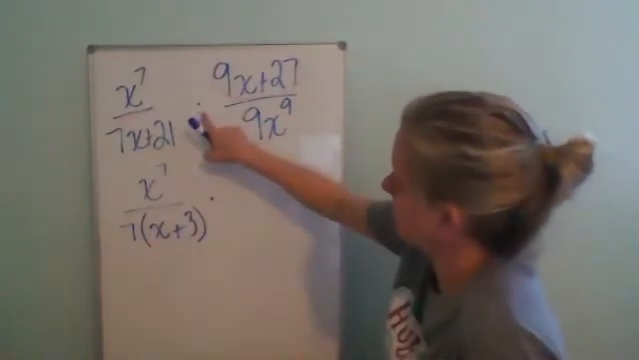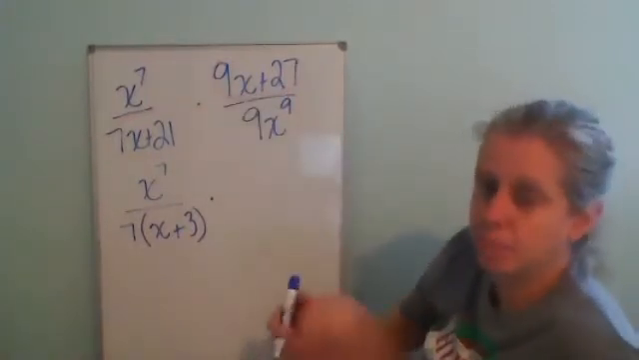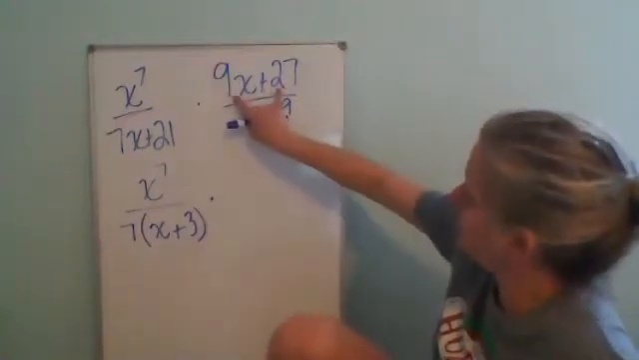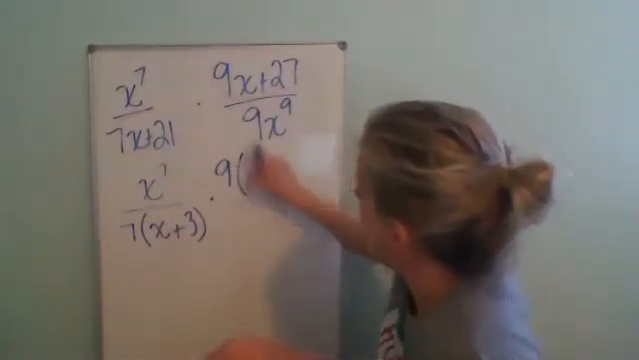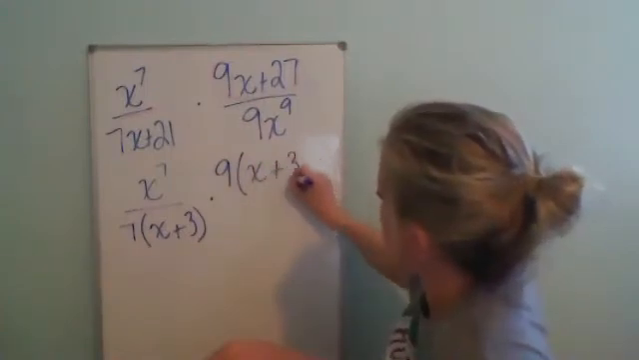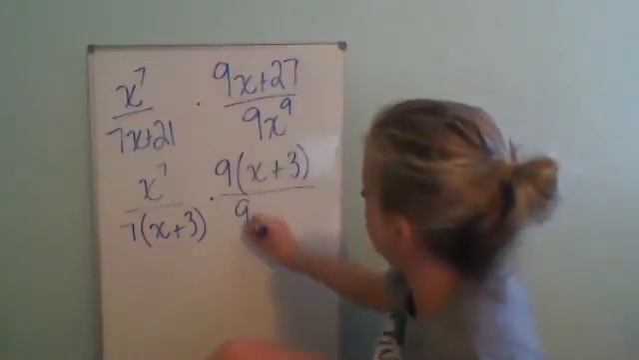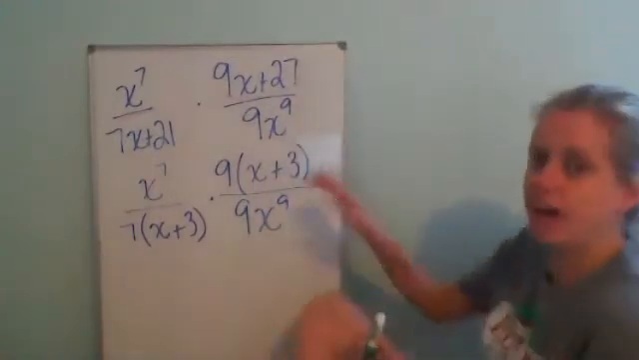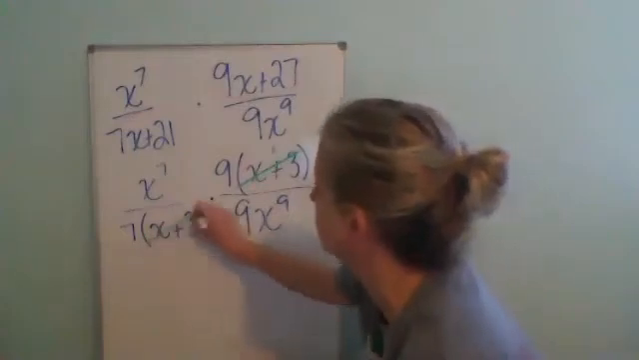Bring down the times. Now, up here, remember, we're pulling out the biggest number that goes into both of those, not just any number, but the biggest number. So the biggest number that goes into 9 and 27 will be 9. And again, if I divide both of those, I'll have x plus 3. I'll put that over, I'll just bring down that 9x to the 9th. Now, once I do that, I notice that I have x plus 3 in the top and the bottom. So let's go ahead and cancel those.